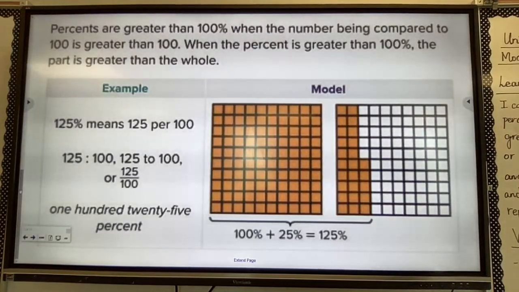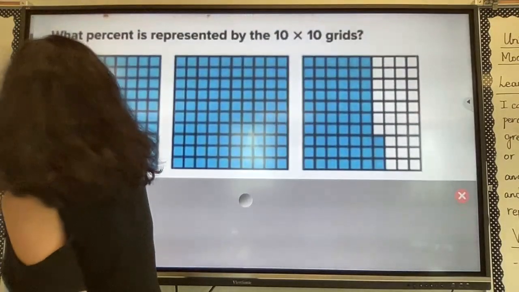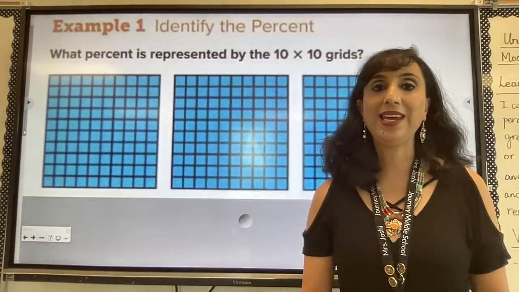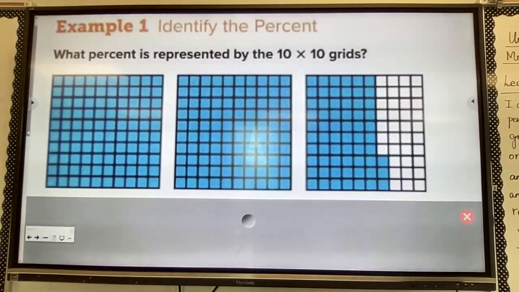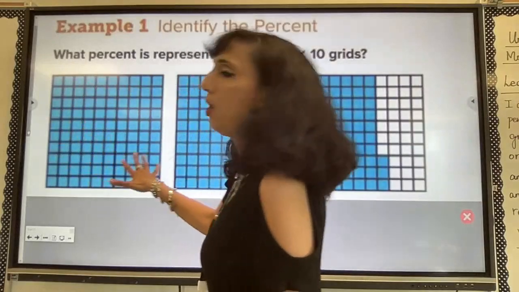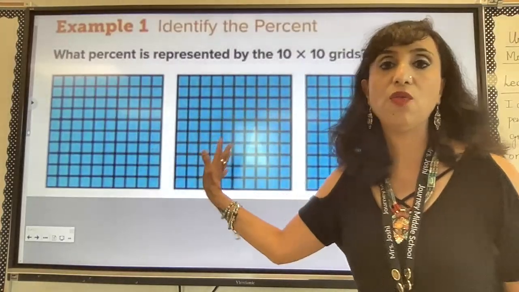All right, so let's look at identifying the percents, and we are going to look at this problem. It's asking what percent is represented by the 10 by 10 grids. The percent compares the number of shaded squares to 100, and as you can see, one whole grid contains 100 squares. So how many whole grids are shaded? This is one whole. This is another whole. So 2 whole grids are shaded over here.